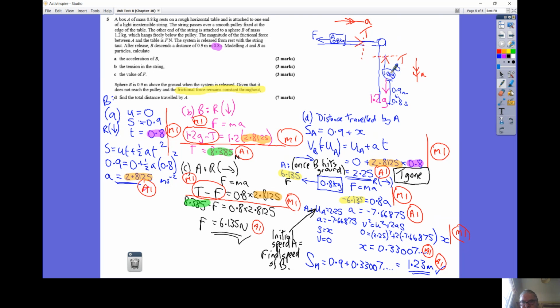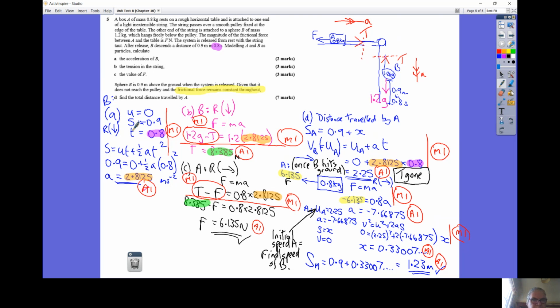So we've got B descending down from the edge of the table. Initial speed is 0. It's told that it has a distance of 0.9 traveled and it takes 0.8 seconds. So using s = ut + ½at², we can see that its acceleration is 2.8125.